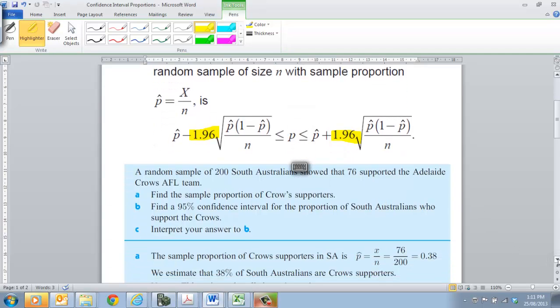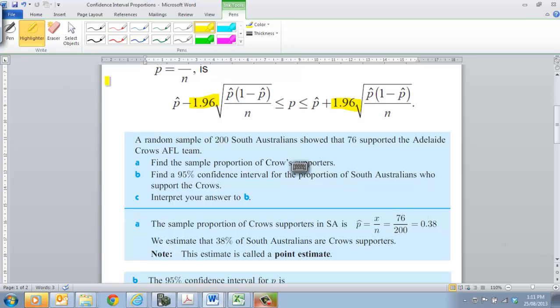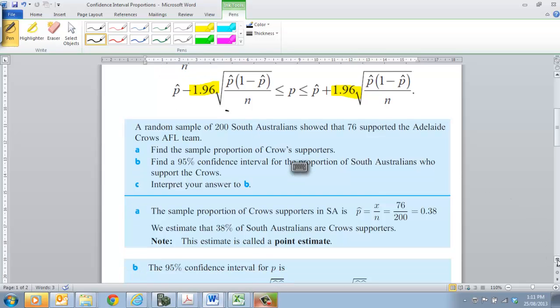Let's just talk through an example in your textbook. All right, so hopefully that will make sense. I don't know why that thing's in the way.